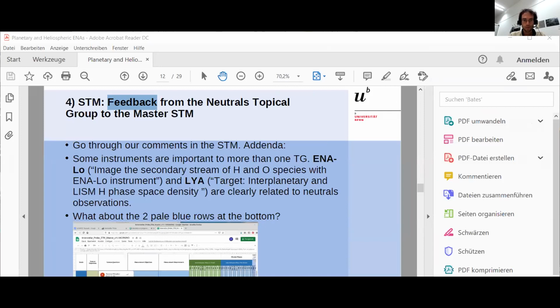Interstellar probe. Let's see. I first have to look for it so that I know. Please bear with me. Here we go. All right.